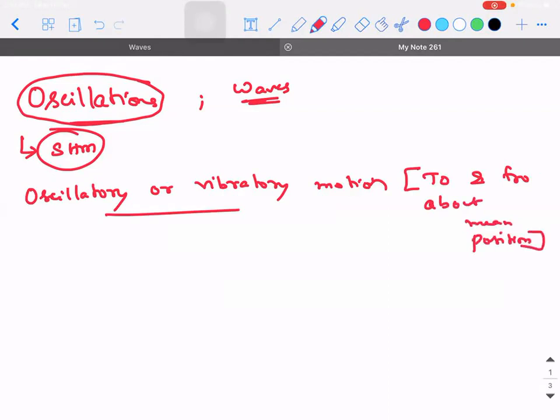If I put a question like this, did the particle in oscillatory motion have displacement associated with it? What will your answer be?